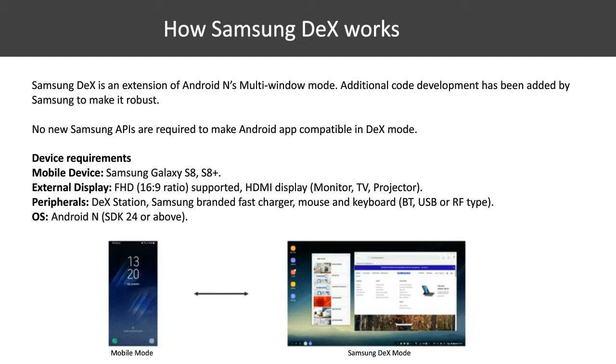So these are the only device requirements that are needed. You should have a mobile device that is either a Samsung Galaxy S8 or S8 Plus, and you should have an external display like a full HD, 16:9 ratio, HDMI display, monitor, TV or projector. The peripherals needed are the DeX station, a Samsung branded fast charger to power up the DeX station, and an external mouse and keyboard. And the operating system supported is Android Nougat.